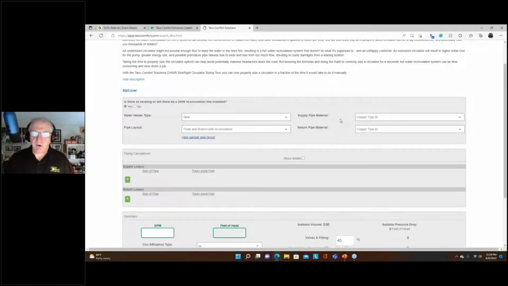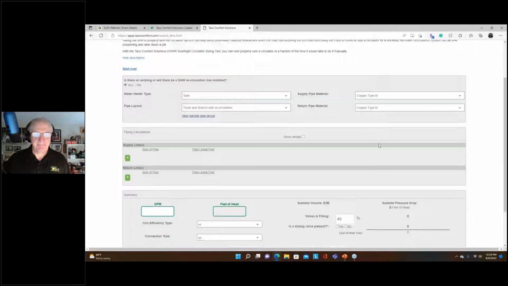Next, we go to our supply and return pipe material. So type M copper for the supply and return. The reason it's different is because it may be a retrofit and you may have refitted the return line in PEX tubing. So you have the ability to tell it what the supply piping material is and what the return piping material is. I'm going to leave both materials the same, type M copper.